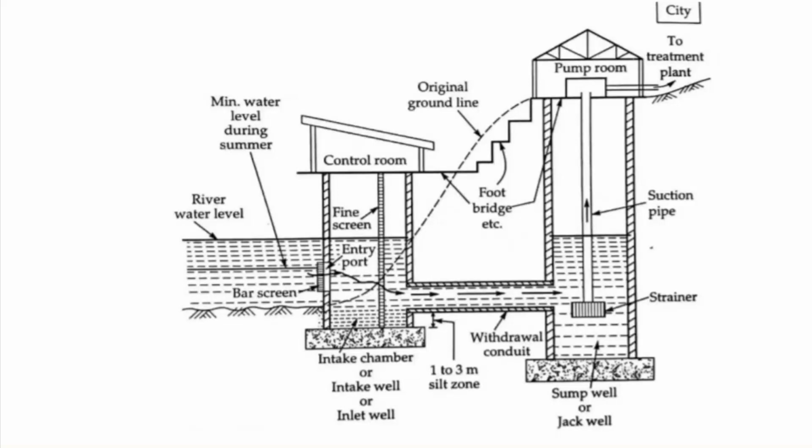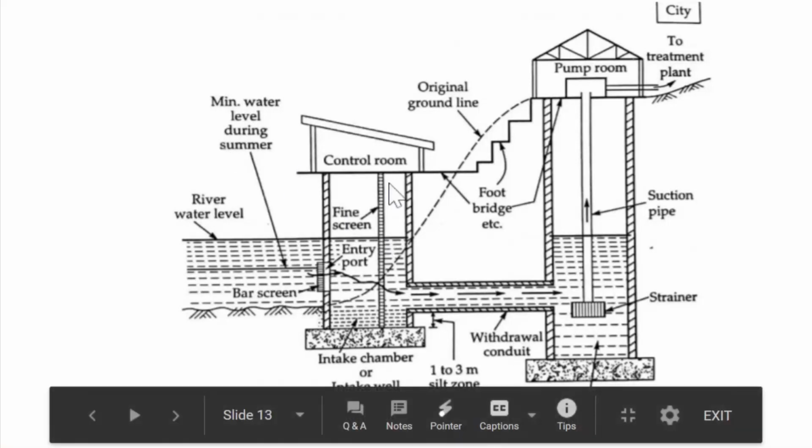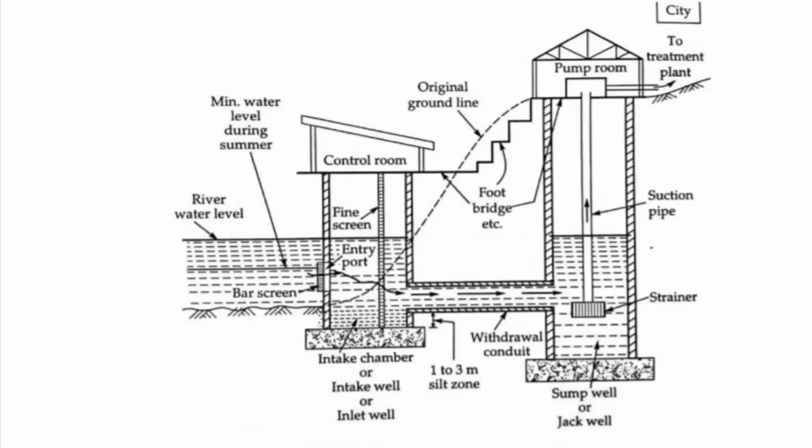In certain cases, a lengthwise, that is, vertical full depth bar screen is provided, which is shown as the fine screen in the figure inside the inlet well, so that we can operate it by controlling from the control room up to the desired level. That is, the complete entry of water can be restricted or allowed by operating the gates from the control room at any level.